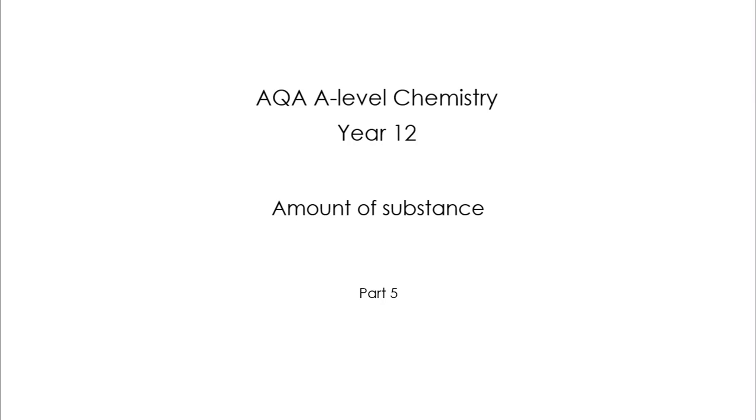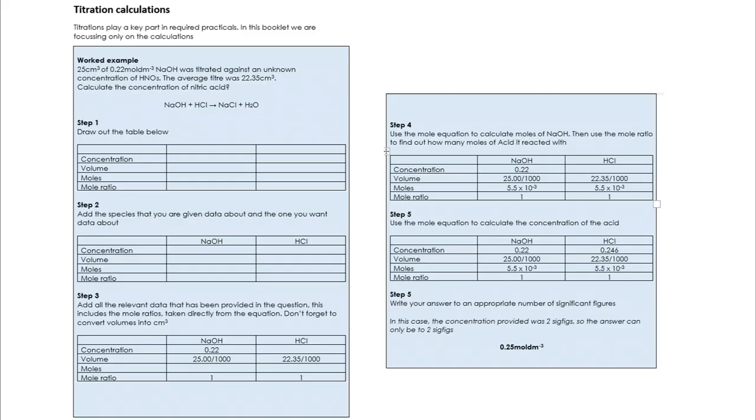As always, I'm going to recommend that you pause, try each question, and then review your answer and see if you're on the right lines. So to start with, I'm going to show a general step-by-step guide to carry out a titration calculation. And if you've watched the previous videos in this series for amount of substance, you'll recognise some similarities. We've got this table where we've used a very similar one for empirical formula, and we've used an even more similar one with reacting masses questions that we looked at in part 4.